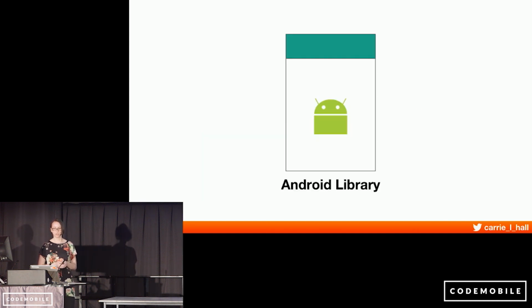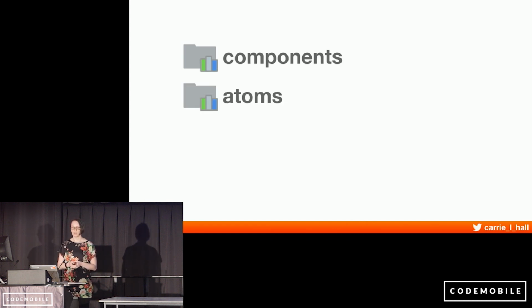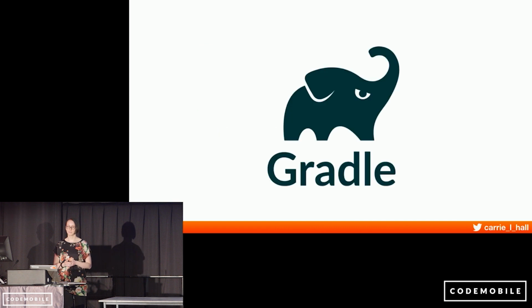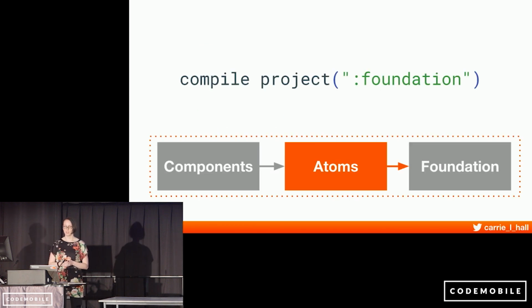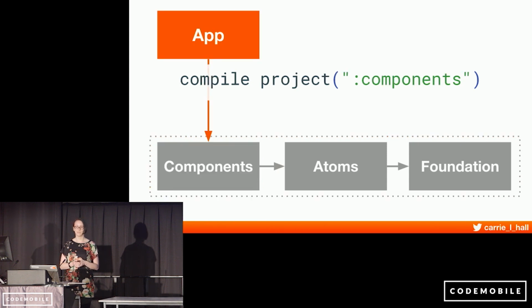So we make a new module. It's an Android library called components. We make the modules still for Atom. We make modules for foundation. And so now at this point, we've matched the design layers. And then we just need to configure the dependencies of these modules. So for example, the atoms module might rely on the foundation module, and the components relies on atoms. And then finally, the app relies on the component module.